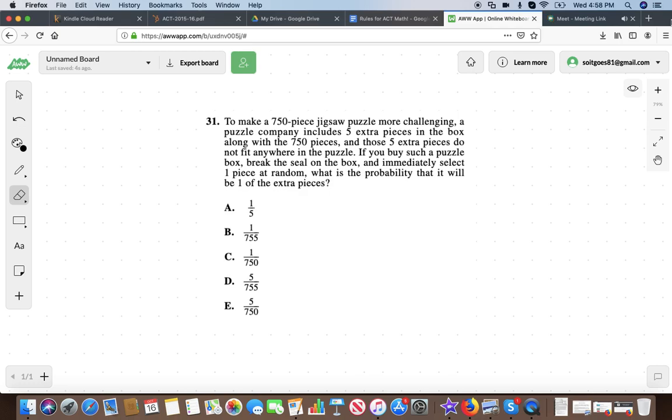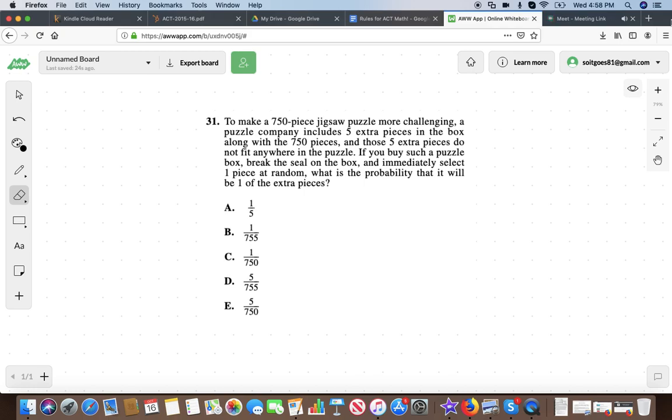To make a 750-piece jigsaw puzzle more challenging, a puzzle company includes 5 extra pieces in the box along with the 750 pieces, and those 5 extra pieces do not fit anywhere in the puzzle. If you buy such a puzzle box, break the seal on the box and immediately select one piece at random, what is the probability that it will be one of the extra pieces?